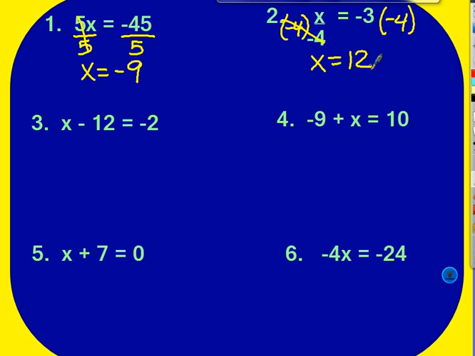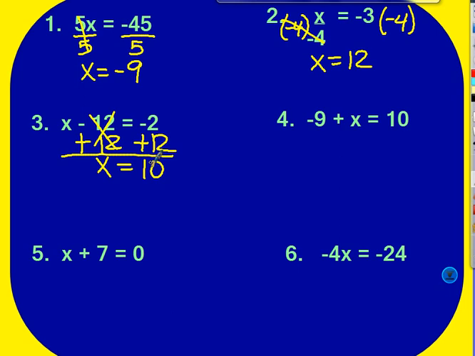Example number 3 shows subtraction in the problem. You will use addition to undo the subtraction. Notice I'm adding the opposite of negative 12 to remove it. Because my signs are different on the right side, I actually end up subtracting. Negative 2 plus 12 is the same as 12 minus 2, giving me a solution of x equals 10.